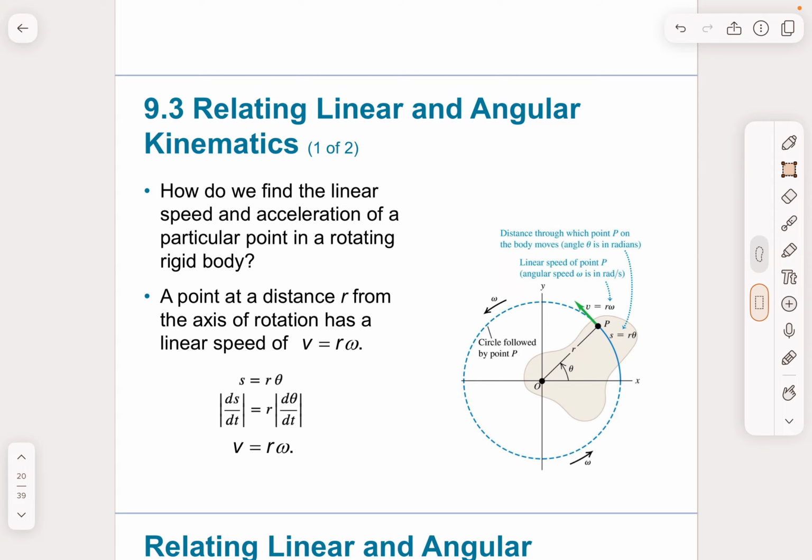So now we're getting to the point where we're going to relate linear and angular kinematics. The question is, if we're given rotational information, how do we find the linear speed and acceleration of a particular point on a rotating body? This is where we're going to compare our position in xy to the radius of the motion, to the angle that the object is making with the x-axis, all right?